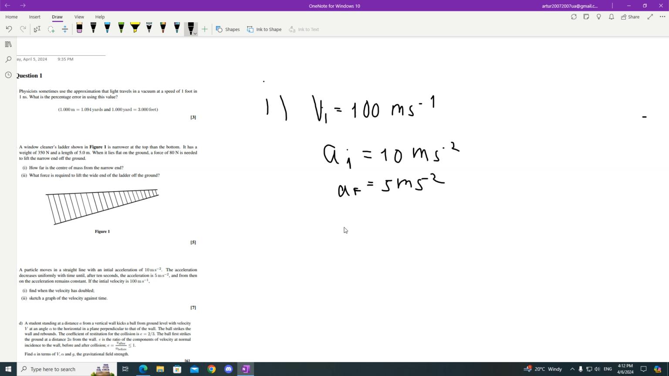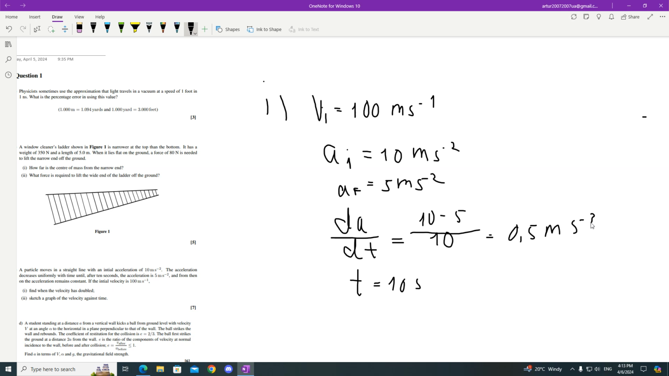Also we have a rate of change of acceleration. We can write delta A over delta T, in this case it's meters per second cubed. We don't know it, but we can find it because we have the time, 10 seconds, and the rate of change is (10 minus 5) over 10. It's equal to 0.5 meters per second cubed.